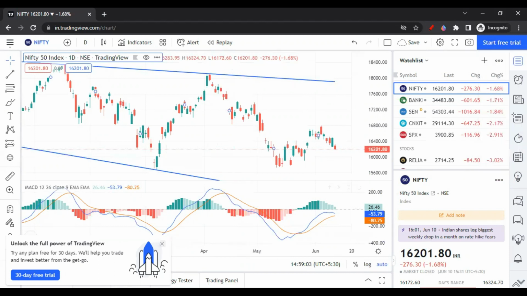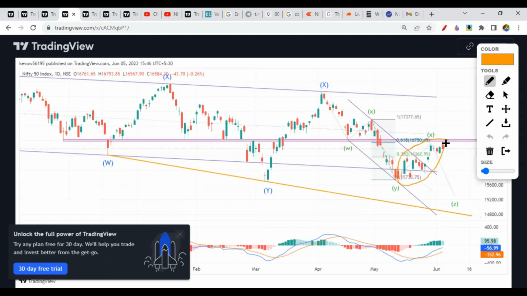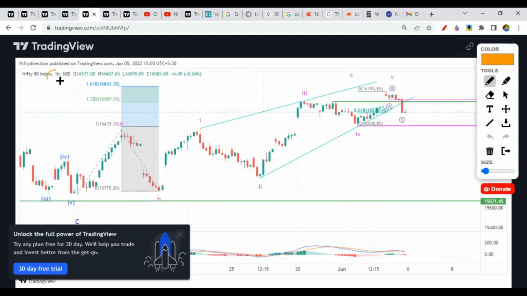So let's talk in terms of Elliott wave. Okay, so this was the move. After this move on the upside, we drew a more detailed chart on the hourly time frame. This was on a daily time frame, right? And here we have the hourly chart. On the hourly chart, we expected Nifty had made an A, B, C correction, which completed at 16,794, and then the drop had started because we were expecting it to break this trend line.